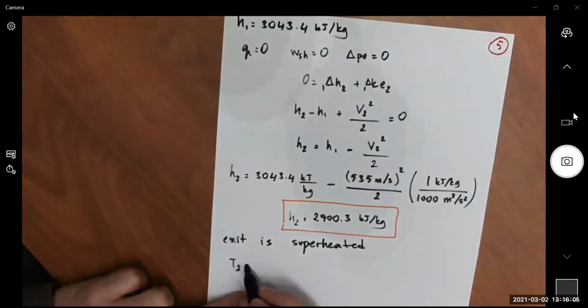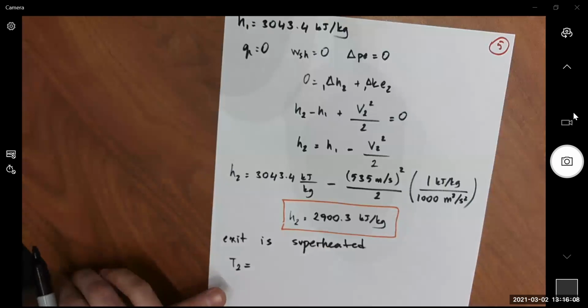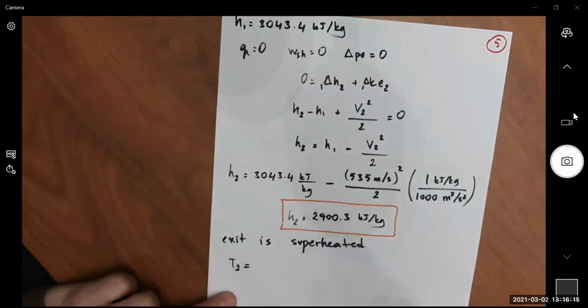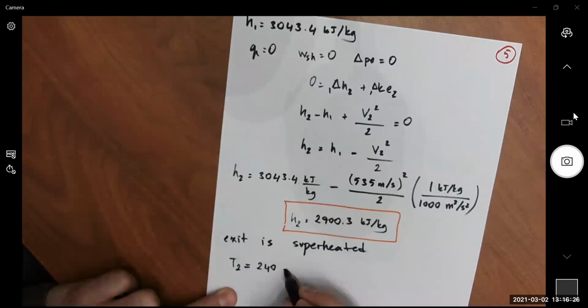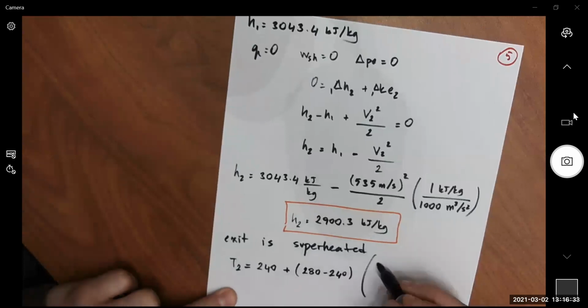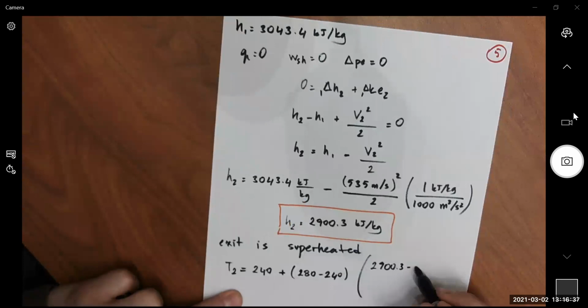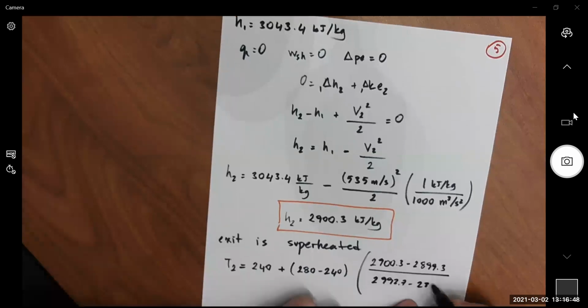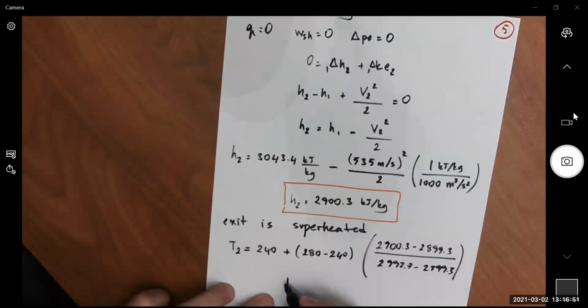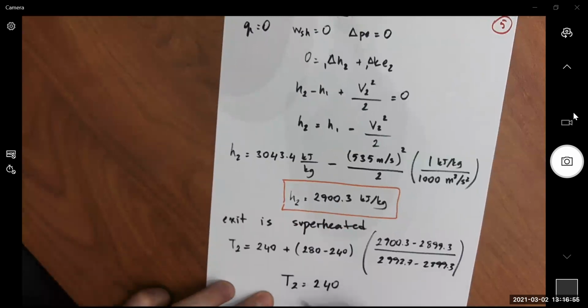T2: if we check that enthalpy value at 15 bar in the superheated region, the temperature lies between 240 Celsius and 280 Celsius, which means that you need to interpolate. So 240 plus 280 minus 240, times 2,900.3 minus 2,899.3, over 2,992.7 minus 2,899.3. This should give you T2 as 240.4 Celsius.